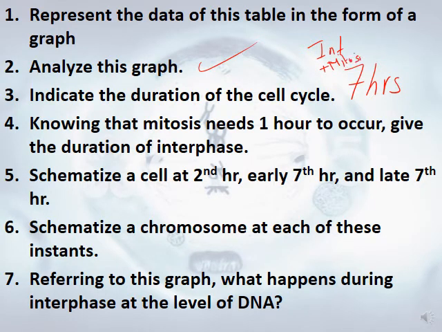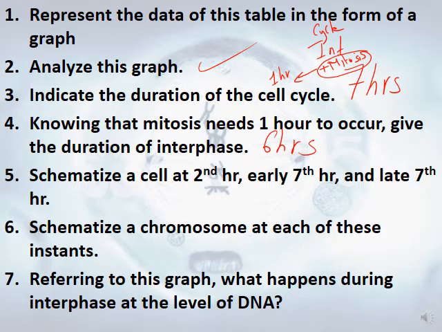So you have to be careful. The cell cycle is interphase plus mitosis. Knowing that mitosis is 1 hour, and the total is 7. Mitosis is 1 hour. What is the time for the interphase? 7 minus 1 is going to be 6 hours.